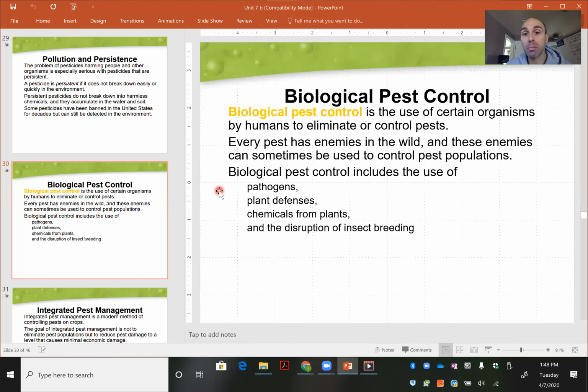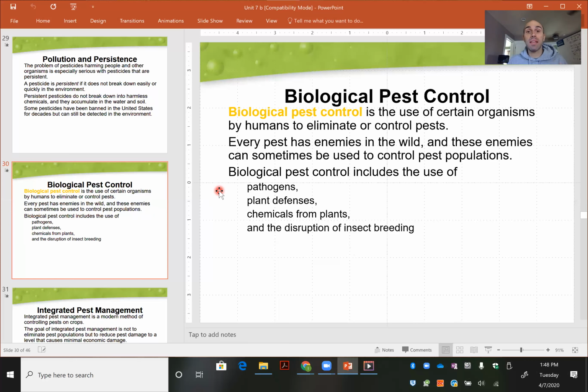Okay, so these biological pest controls can include pathogens, plant defenses, chemicals from plants, disruption of insect breeding, other organisms that would attack the pests, the insects. So there's a couple different ways. We don't just need to spray pesticides. We can control pests in other ways, maybe that are less harmful. Okay, maybe we could just use like the plant will defend itself. It has like thorns or spikes, or it emits like a certain type of natural poison that stops pests from eating it, or it has a bitter taste.